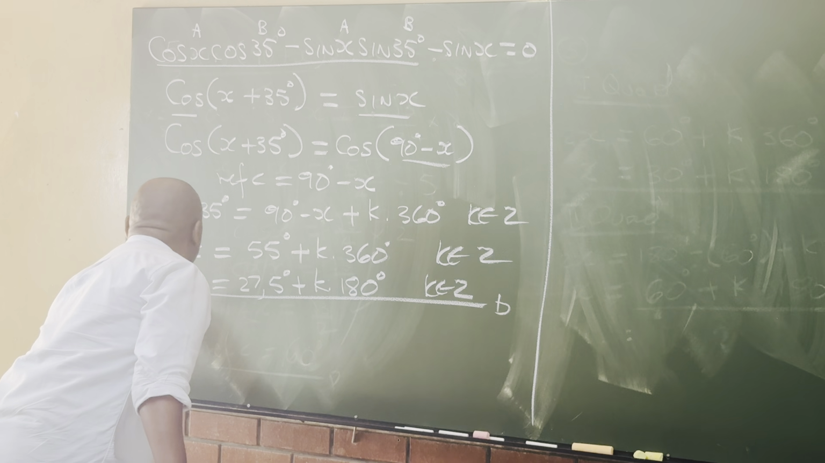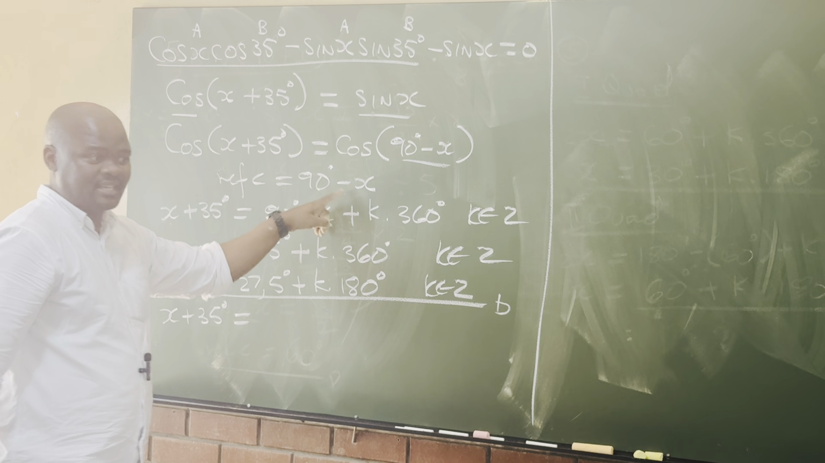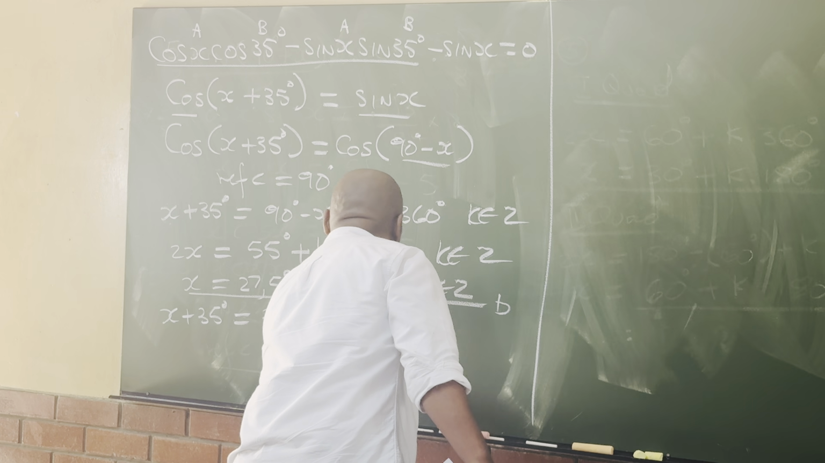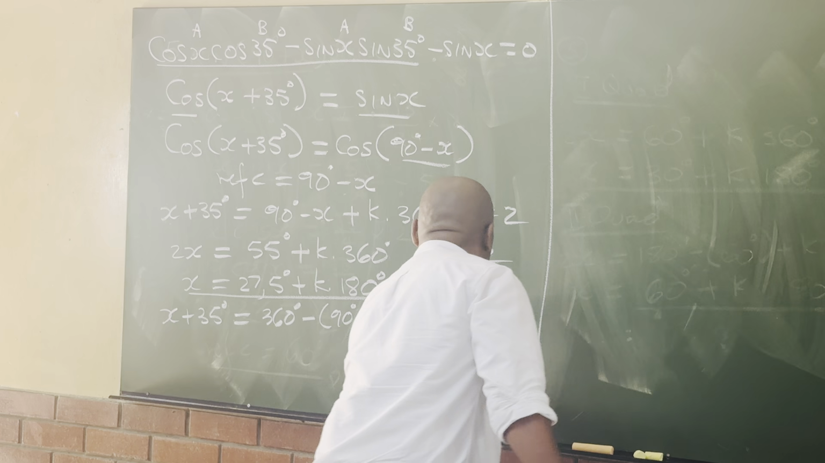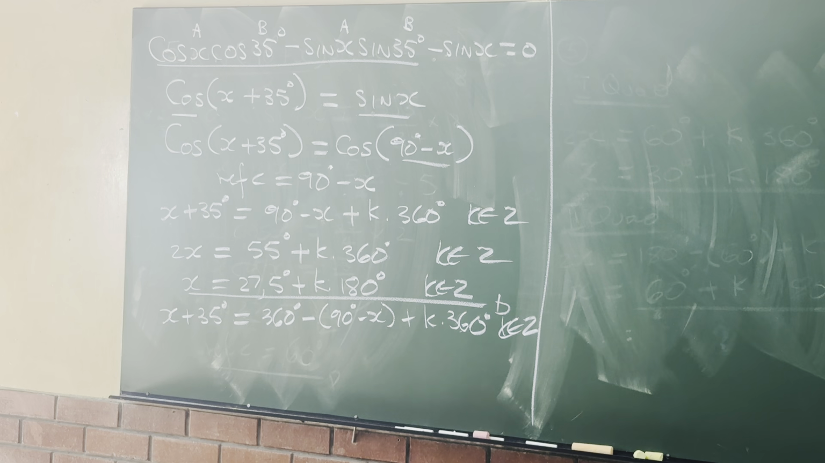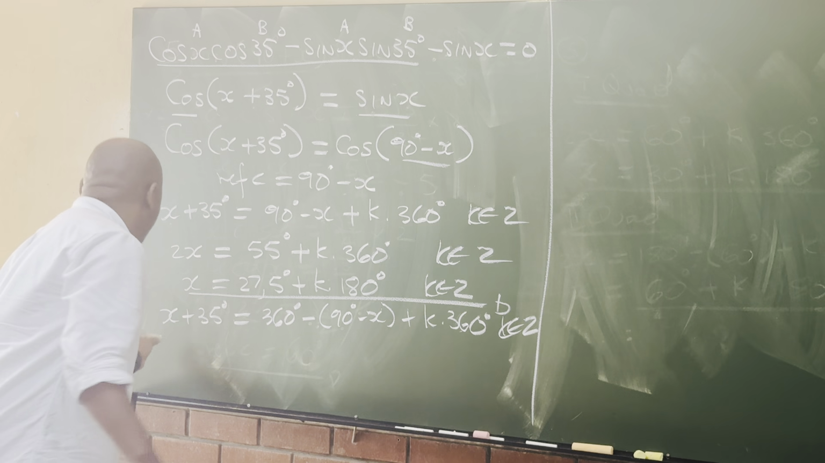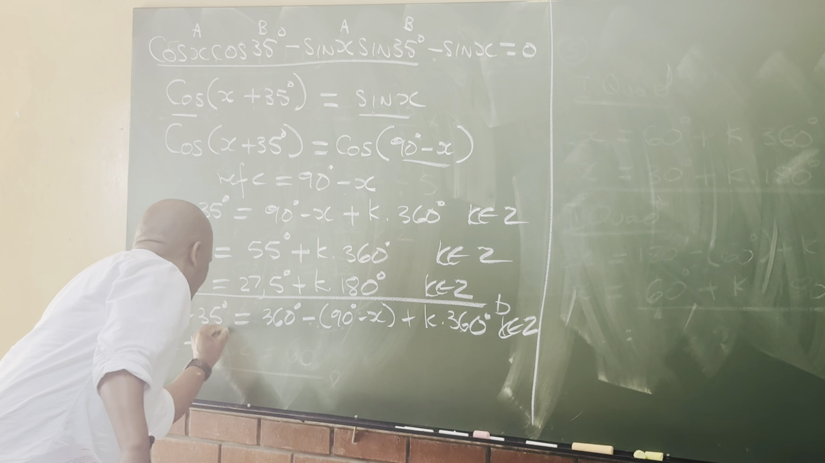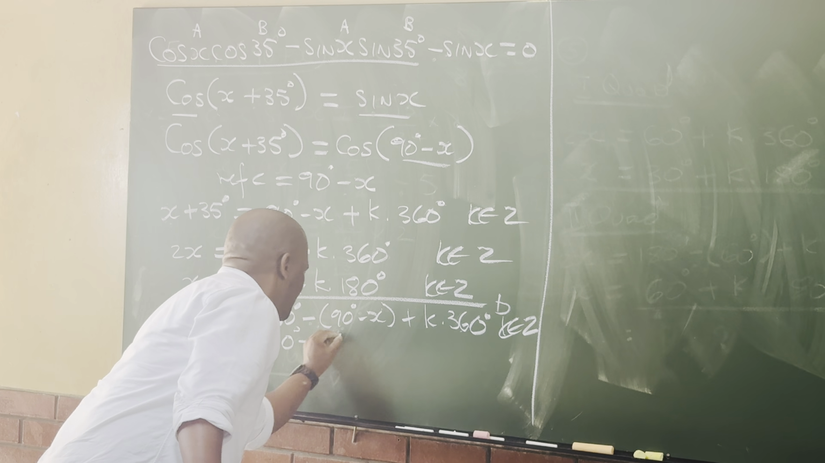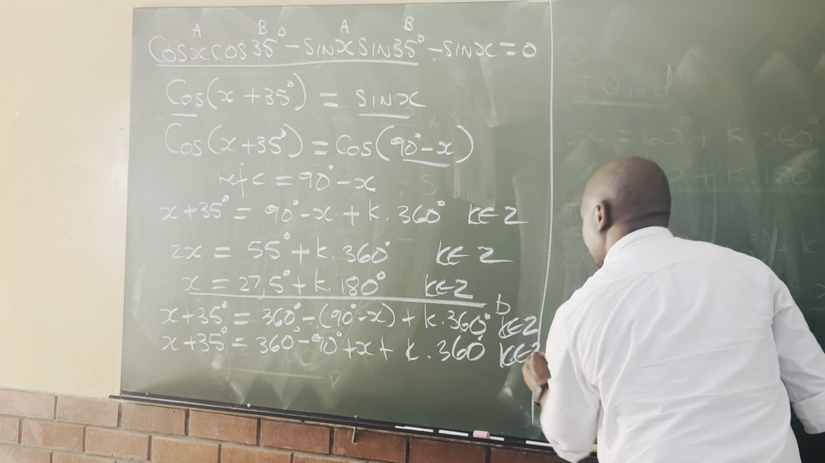Where will you find our second solution? In the fourth quadrant, where we'll say 360 minus (90 minus x) plus k times 360, where k is an element of integers. This is what we will have. And then from here, we distribute. So let's go and do that. This is x plus 35, equals 360 minus 90 plus x plus k times 360, where k is an element of integers.